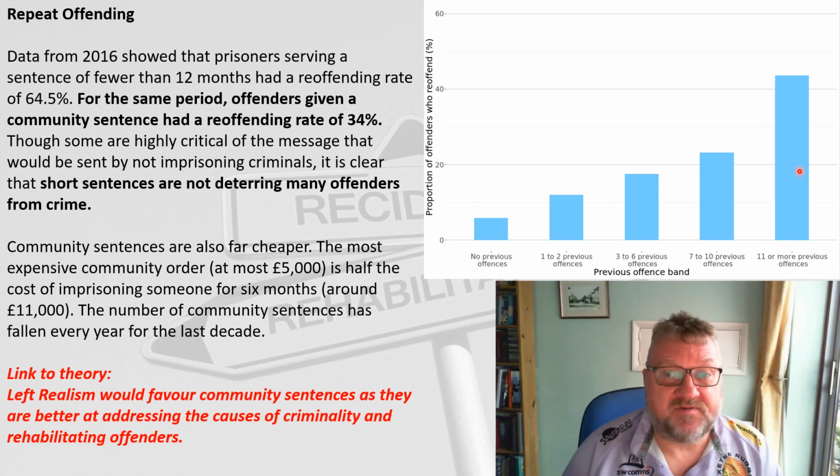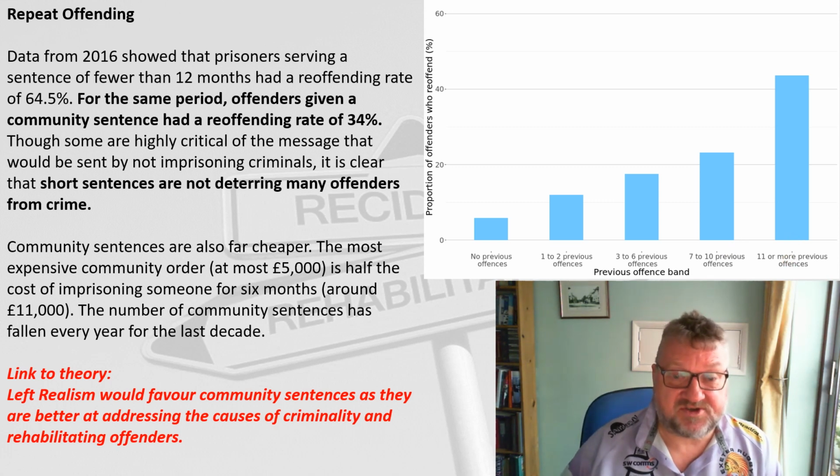So also, you've got some people that are doing 11 or more previous offences. So that is your recidivists going backwards again and again and again, going through the system of prison, costing us money and never being rehabilitated. So it's something to think on there.